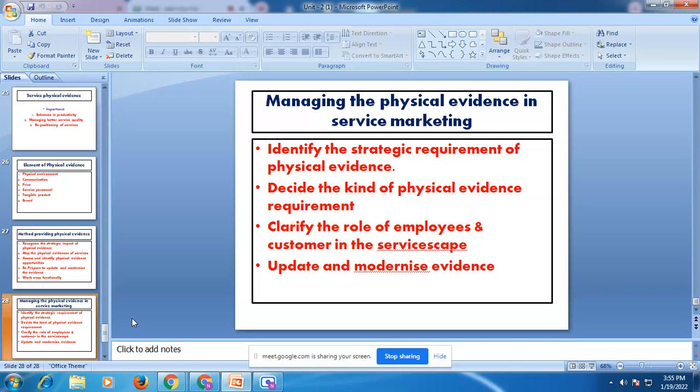Then update and modernize evidence. The elements of physical evidence need to be constantly modernized and upgraded. The organization needs to make its decisions contemporary, and this can be done only when they know the demand of the market.